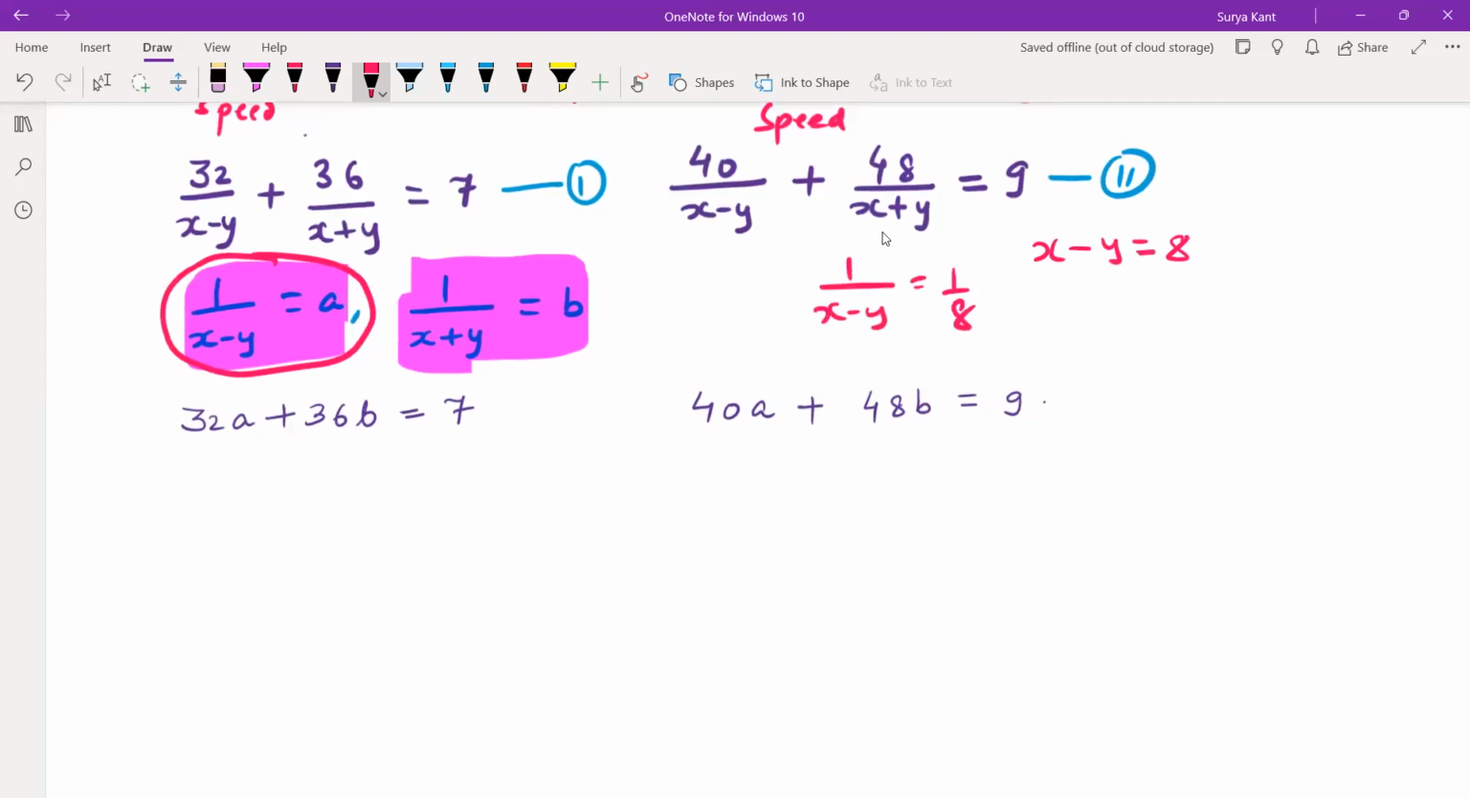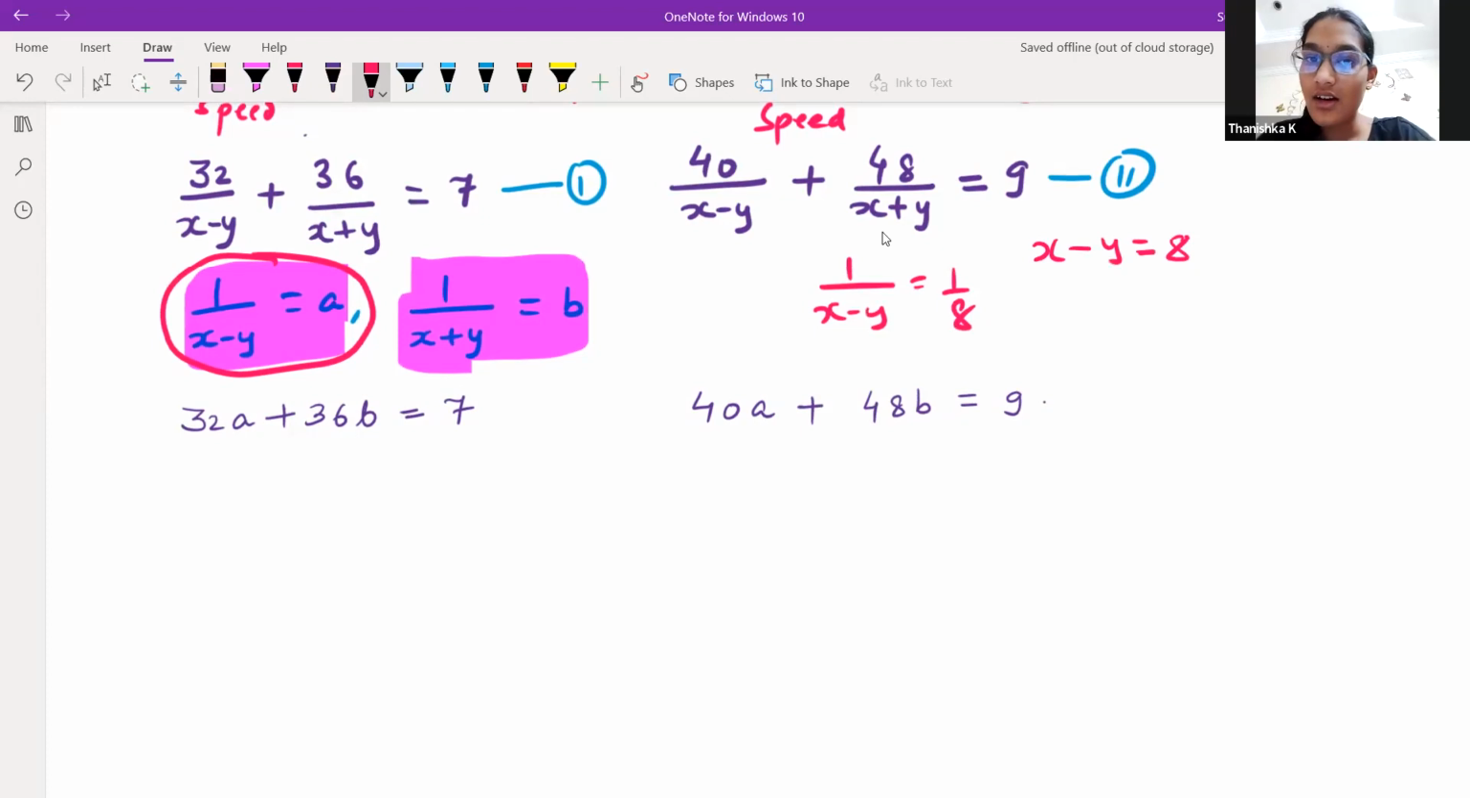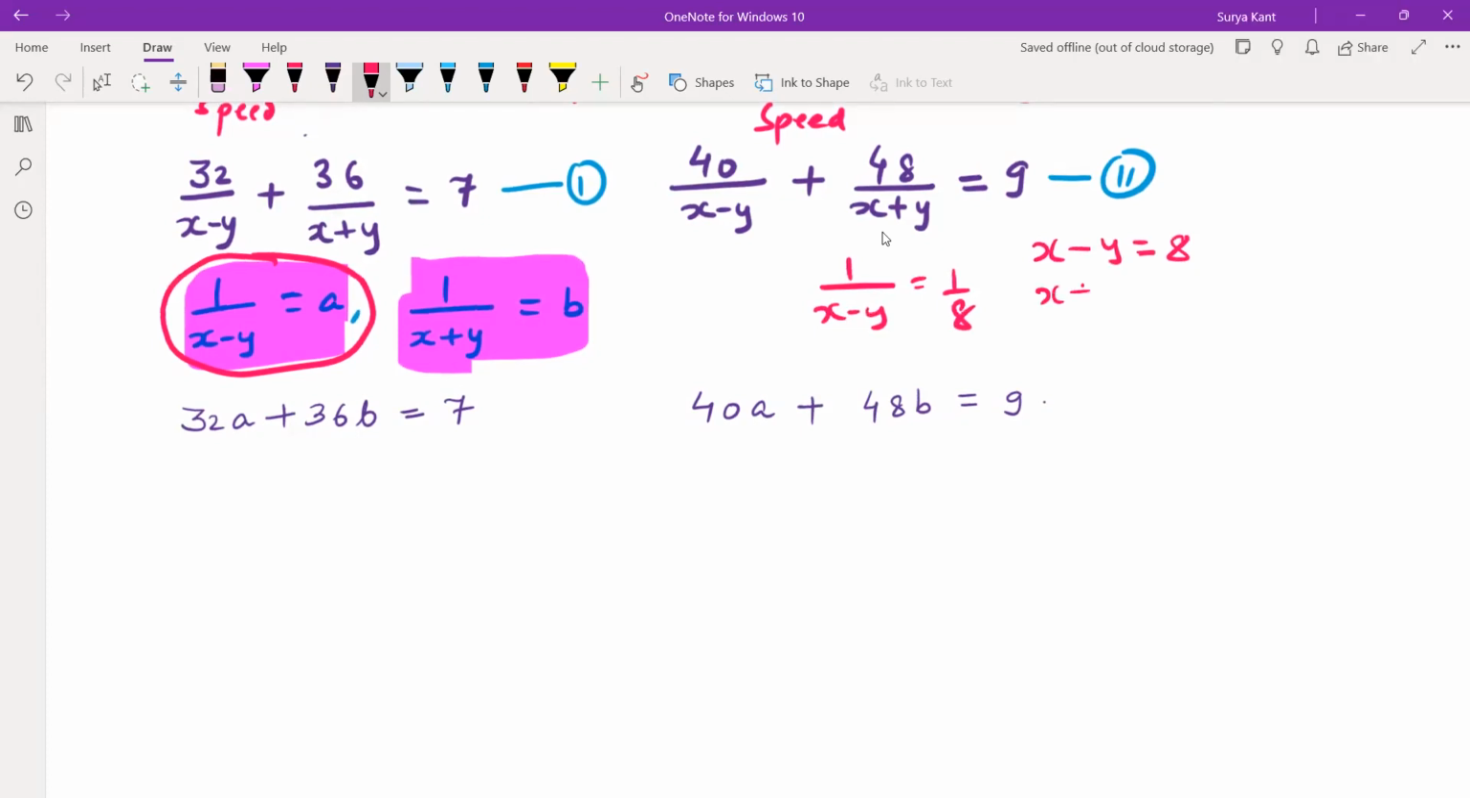Similarly, you'll get B also. If B is 1 by 12, then x plus y is equal to 12 we'll get. Then you can solve both these equations. 10 and 2 is the answer, right? So 10 minus 2 and 10 plus 2.